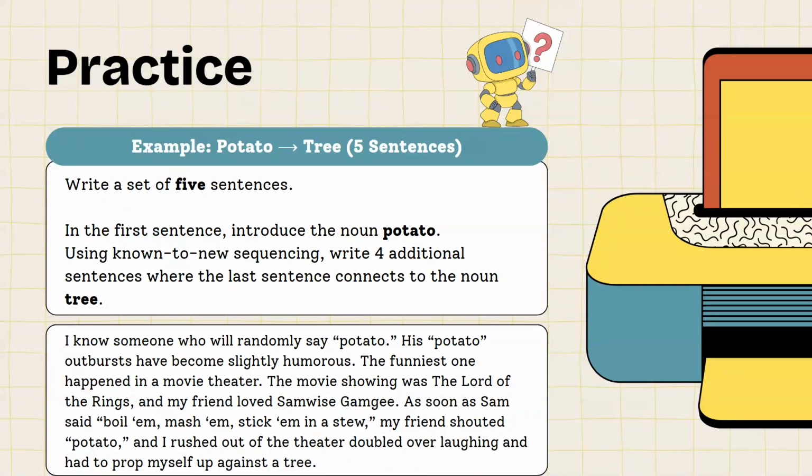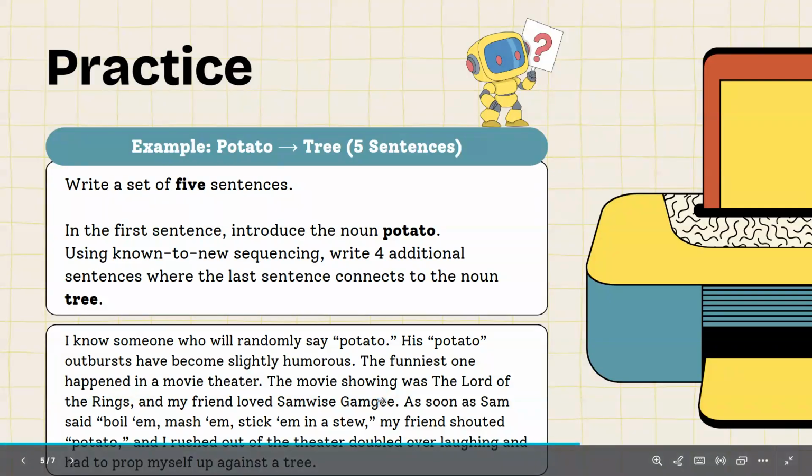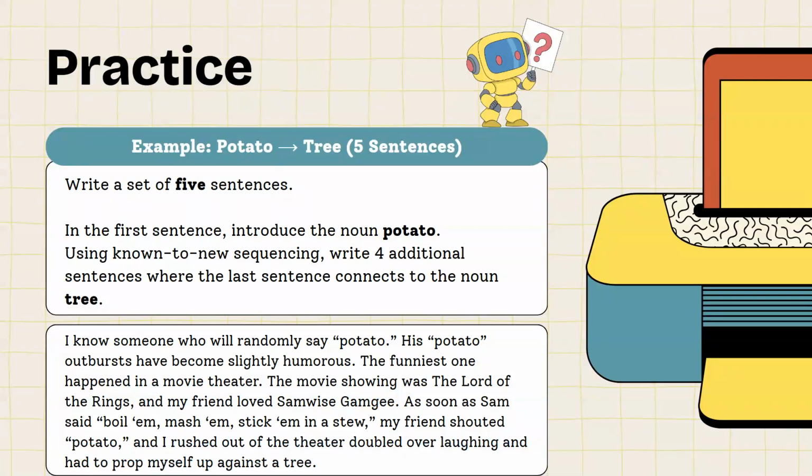So we'll take what's new as we lead into our fourth sentence. We'll start with that, the movie showing, and then we'll present new information. We've got Lord of the Rings and Samwise Gamgee. All right, what do we know? We know Samwise Gamgee. So we're going to start our sentence, and you can see here, it doesn't have to be the very first word, but somewhere in the beginning of the sentence, I say, as soon as Sam said.